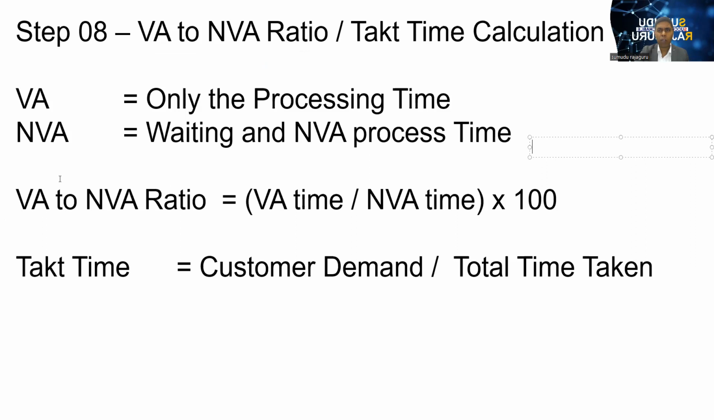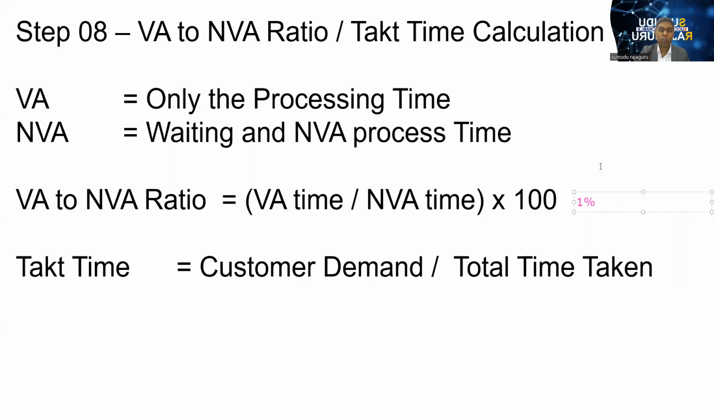So for the value adding to non-value adding ratio, you calculate value adding time divided by non-value adding time, then multiply by 100, so then the percentage comes. We have to keep in mind that in the apparel industry, most of the time the value adding to non-value adding ratio is around 1%.